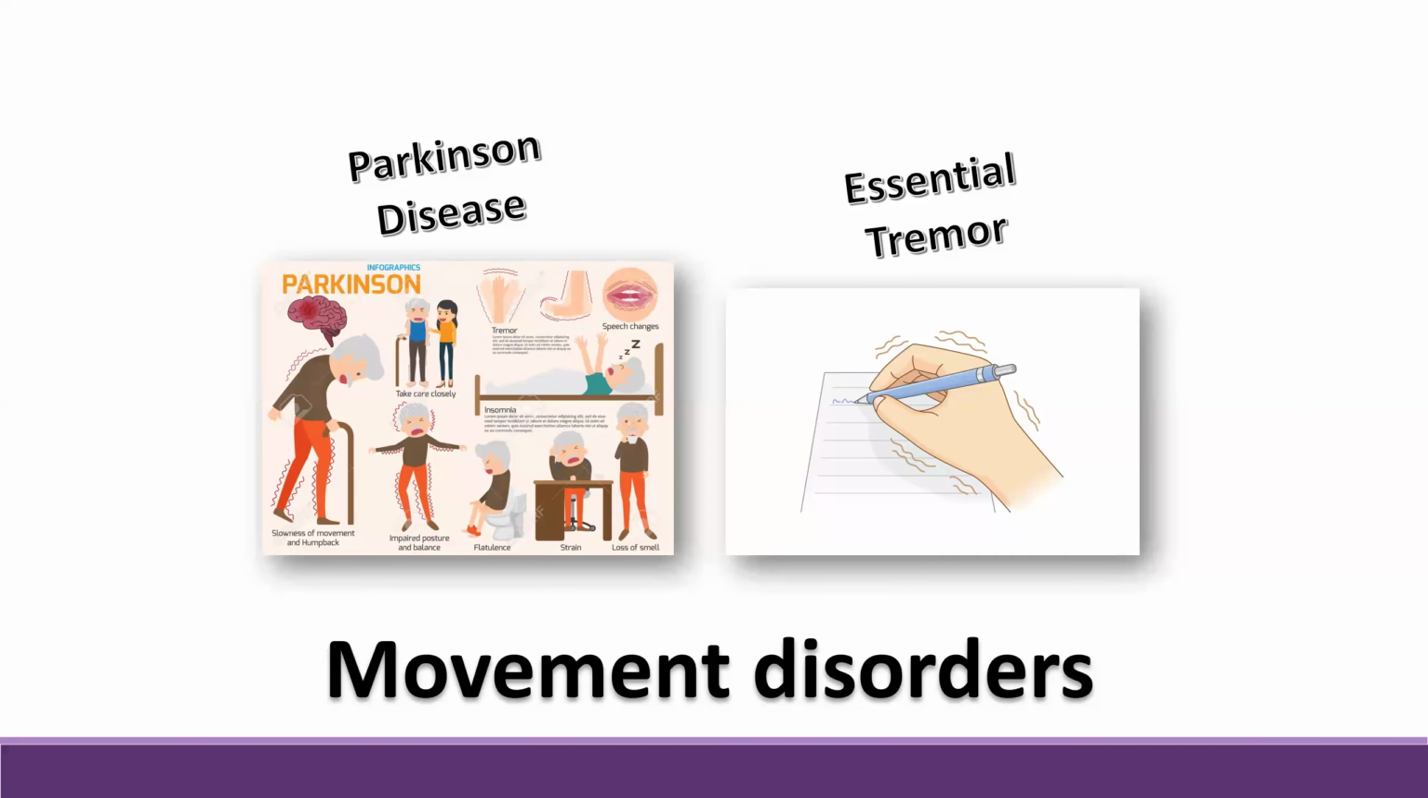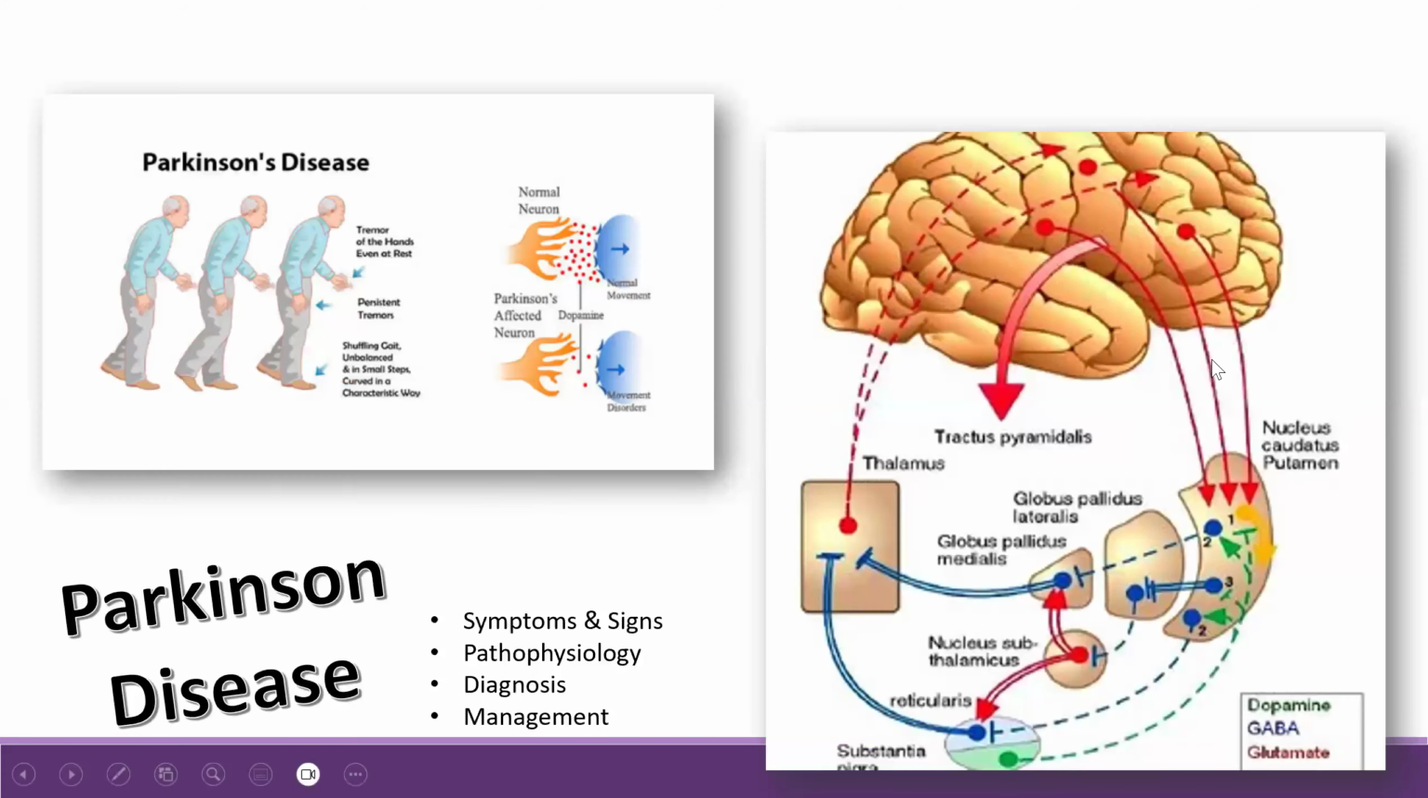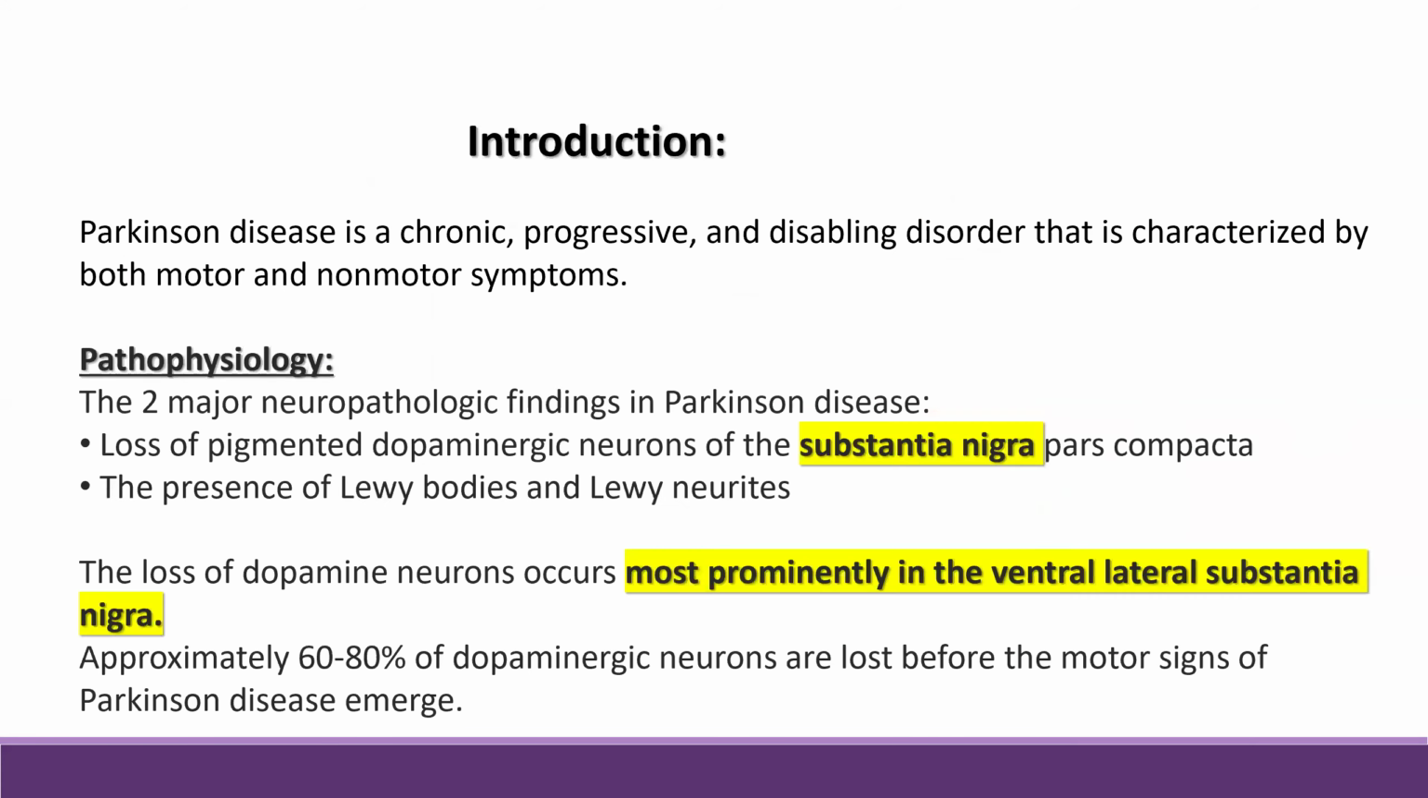In the last part of our talk, we'll start with the movement disorder. So we'll talk about Parkinson's disease. What's Parkinson's disease? Parkinson's disease is a chronic, progressive, and disabling disorder that is characterized by both motor and non-motor symptoms. And the pathophysiology is due to two major underlying findings.